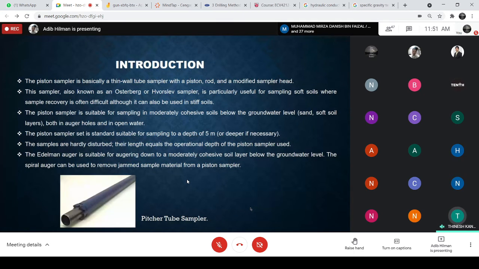Next, the piston sampler set is standard, suitable for sampling to a depth of 5 meters. The samples are hardly disturbed. Their length equals the operational depth of the piston sampler used. The Edelman auger is suitable for augering down through moderately cohesive soil layers below the groundwater level. The spiral auger can be used to remove sample material from a piston sampler. One example is the Pitcher tube sampler. Right. So next I pass to Azmil.